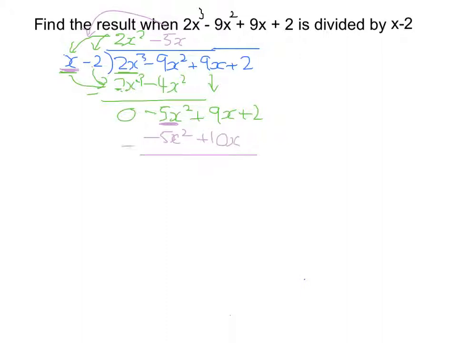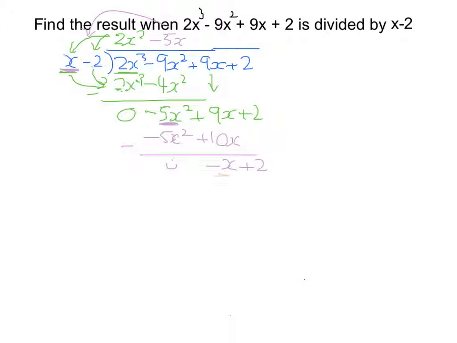And then we take that away from the line above it, so negative 5x squared take away negative 5x squared is 0. And 9x take away 10x gives us negative x. And then 2 take away 0 is 2. Then we'll have one more line to do in there. Hope you can see this.